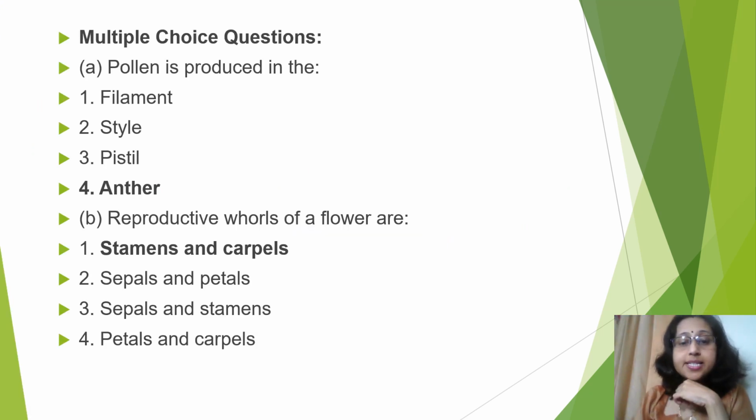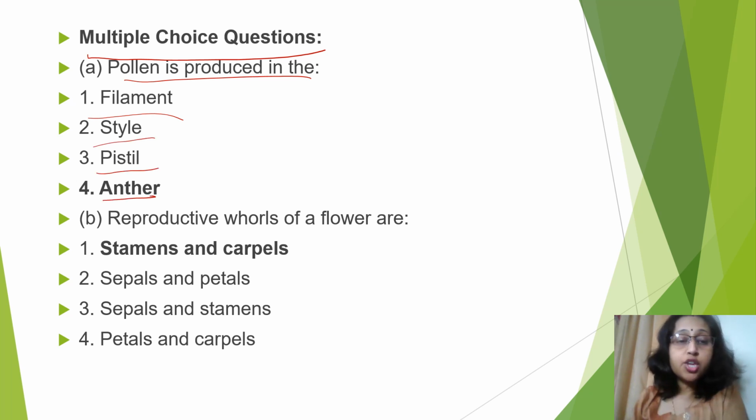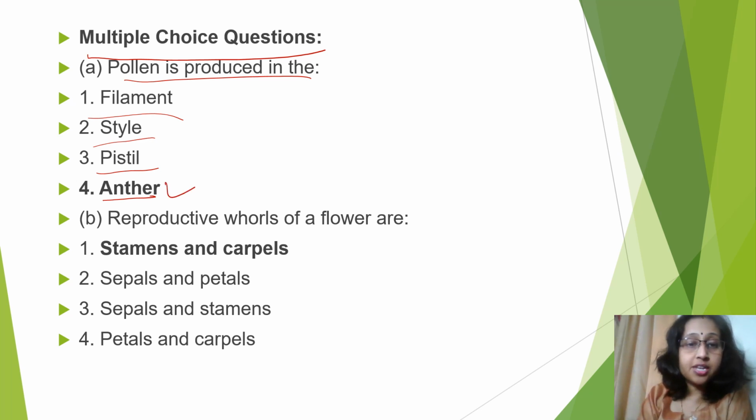Now first let us start with the multiple choice questions. Okay, so first, pollen is produced in which part of the flower? Filament, style, pistil, anther. I think you should recall the answers first, then I'll tell you the answer. The answer is anther, right? So pollen is produced in the anther.